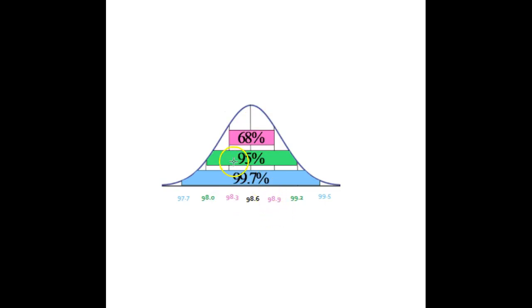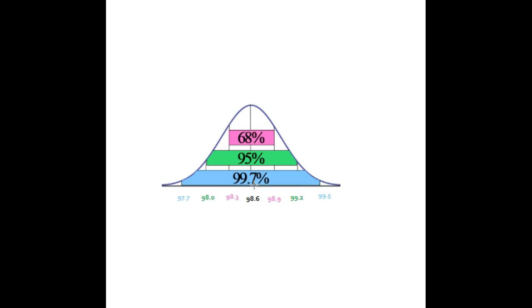Continuing that process, 95% of people have internal body temperatures between these values. And for 99.7% of people, if we add the 0.3 standard deviation 3 times, we get 99.5. If we subtract it 3 times, we get 97.7. 99.7% of people fall within that range.